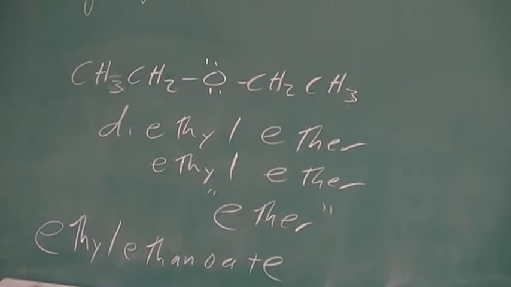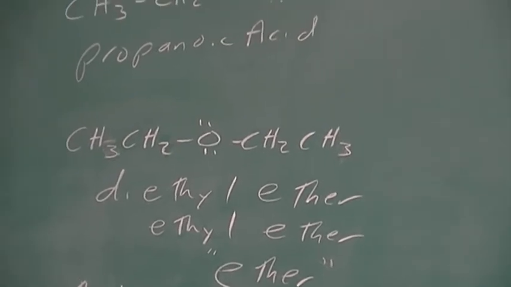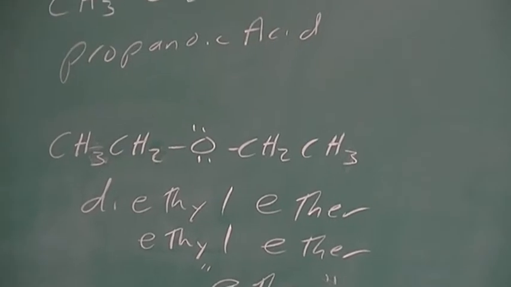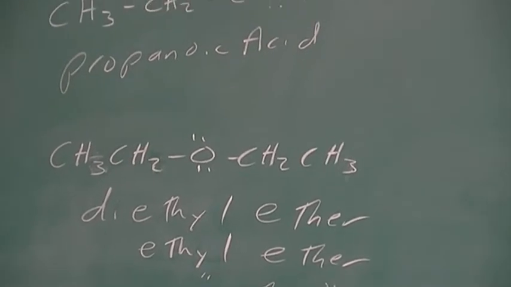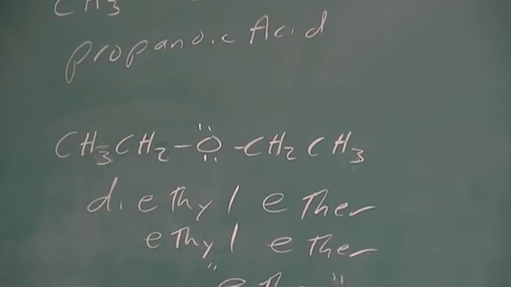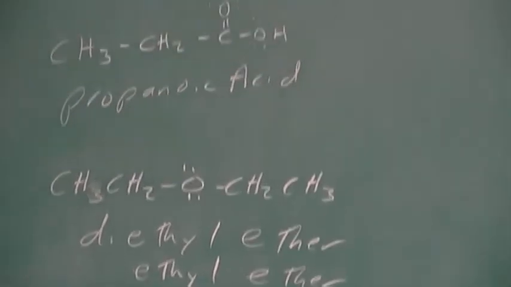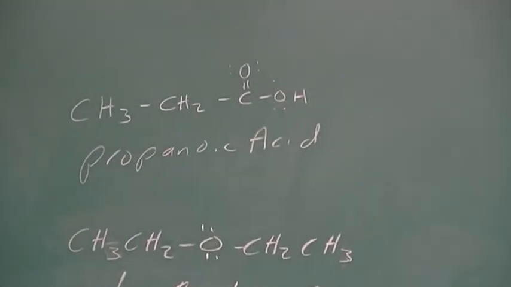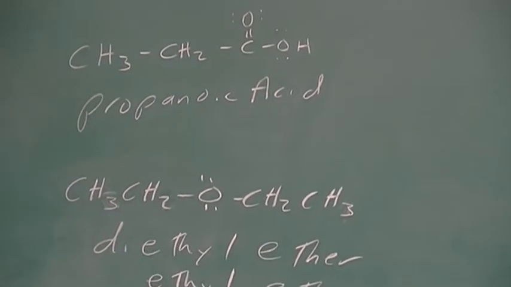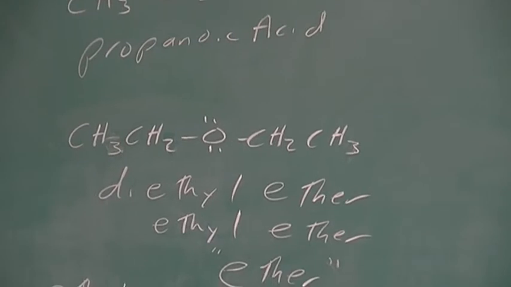Alright, so what we're going to do is add our diethyl ether. Since diethyl ether has an oxygen, the shape is bent, so it is polar, and so there's going to be solubility between our diethyl ether and our propanoic acid. And so we're going to extract or remove the propanoic acid from the water using the diethyl ether.